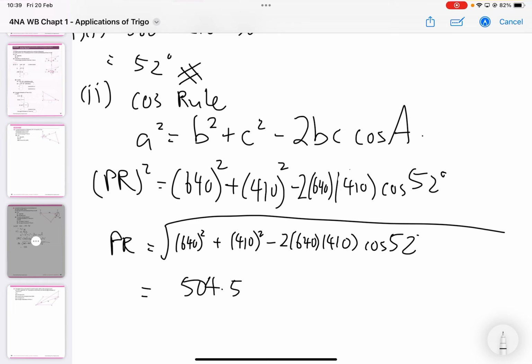Okay, then when we give answer, we try to give a few more significant figures first. After that, then you round off. 505, 3 SF. Okay, all of you got 505?